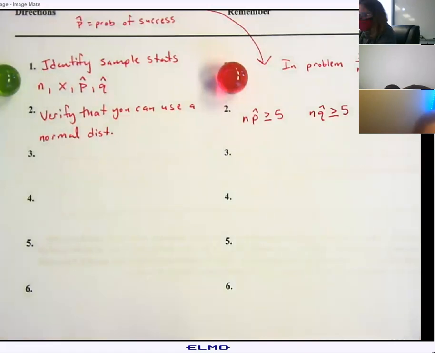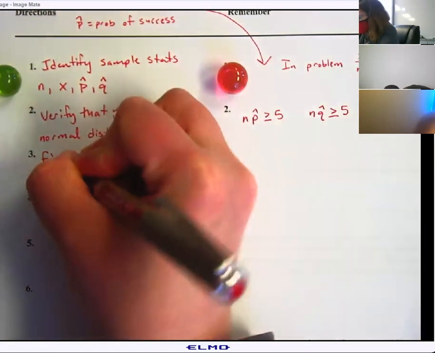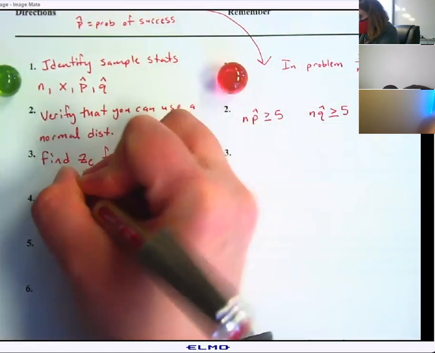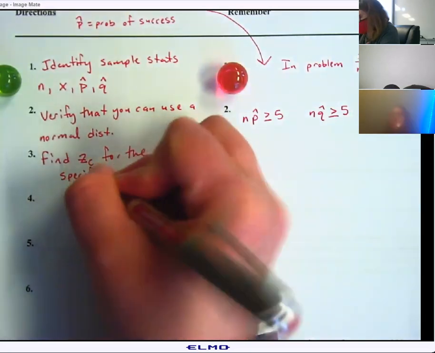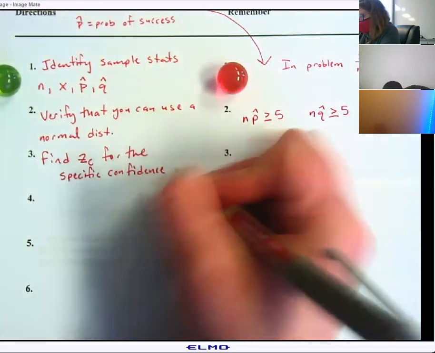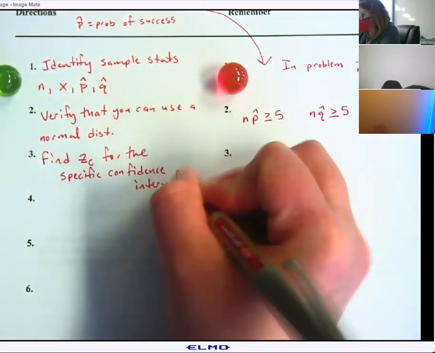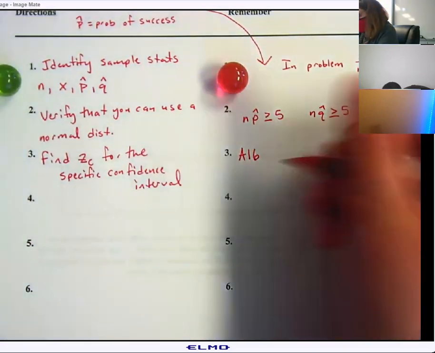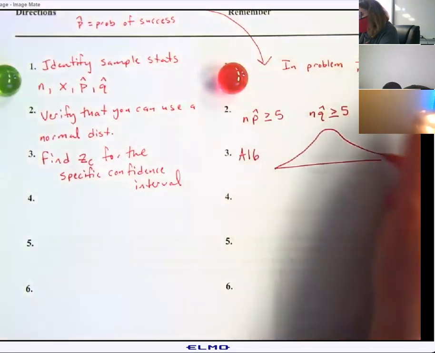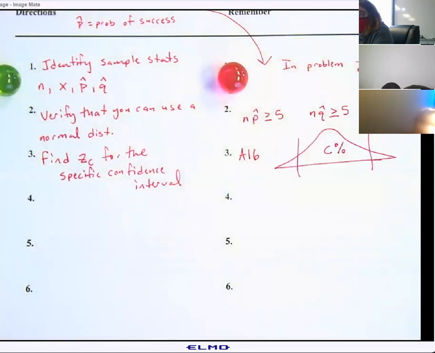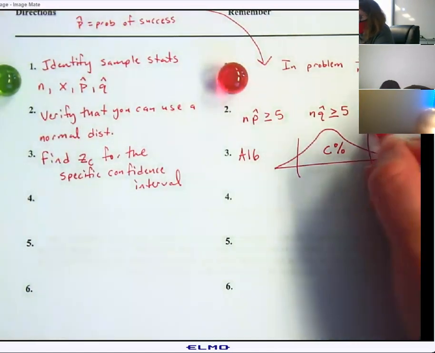Going back to step 3. Now we need to find Z sub C for the specific confidence interval. This is on A16. It's that Z chart you have. Remember that if you were to make a bell curve, that middle part is that C% or whatever that confidence interval is. We're looking for the Z score right here. That one is the one we want.